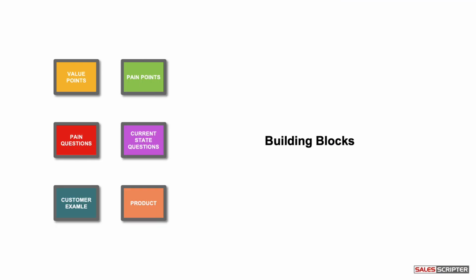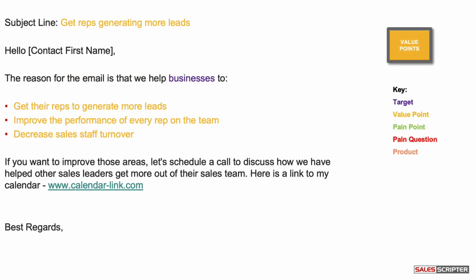So there's many ways to create email messages from these building blocks, but one very simple way is to create a cold email message for each building block. For example, you could create a value points cold email message that highlights and outlines the benefits and value your product or service can deliver. Here is a template that you could use as a starting place to get ideas from.